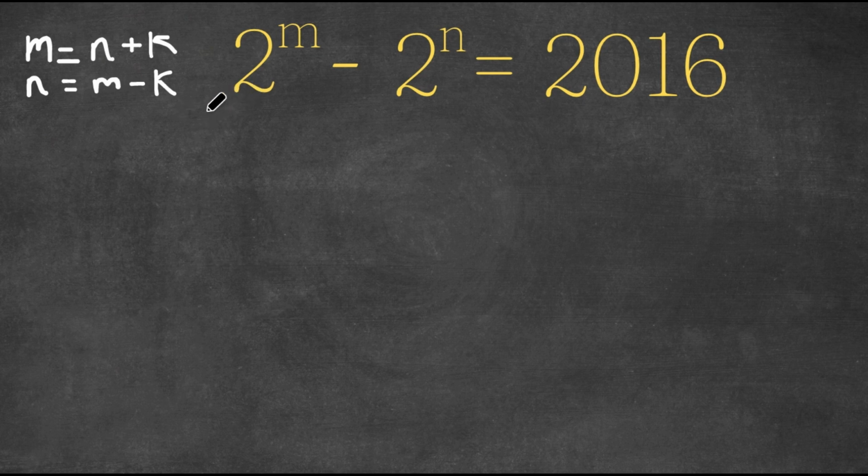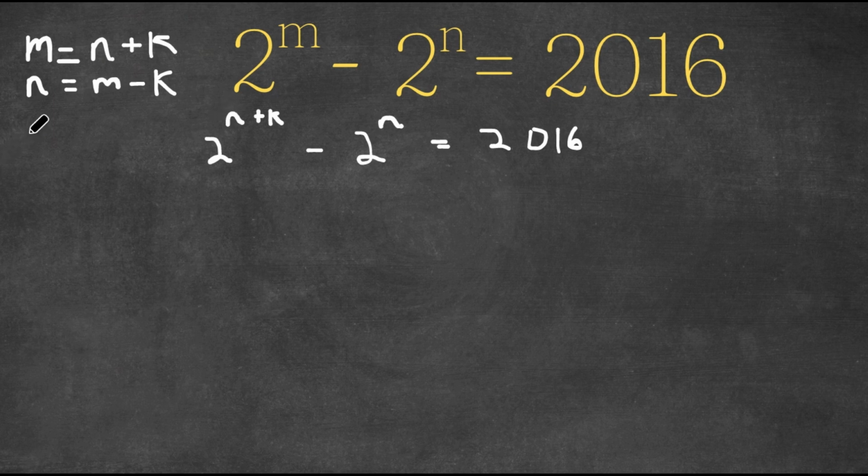So now I'm going to replace m with n plus k. I'm going to rewrite this as 2 to the power of n plus k minus 2 to the power of n equals 2016.